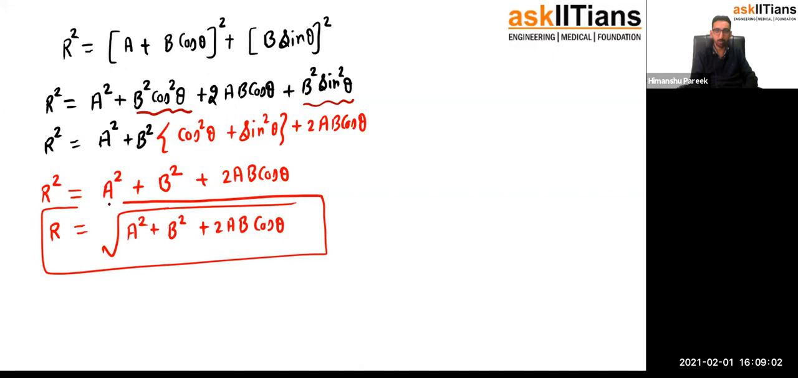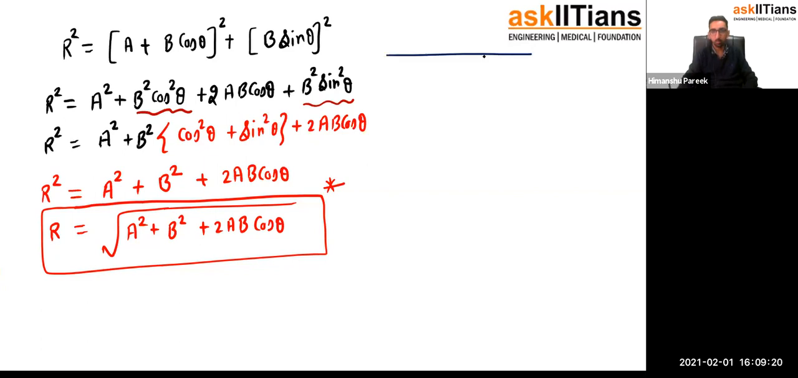So that's the final relation we have got: square root of a square plus b square plus 2ab cos theta. You have to remember this. It's very important in your grade 11th also. Many times you would be using this formula, right?